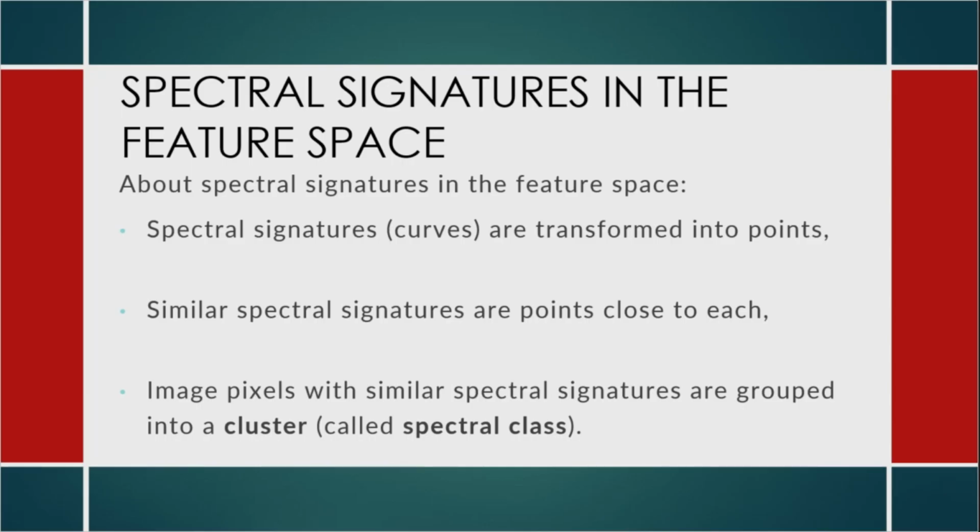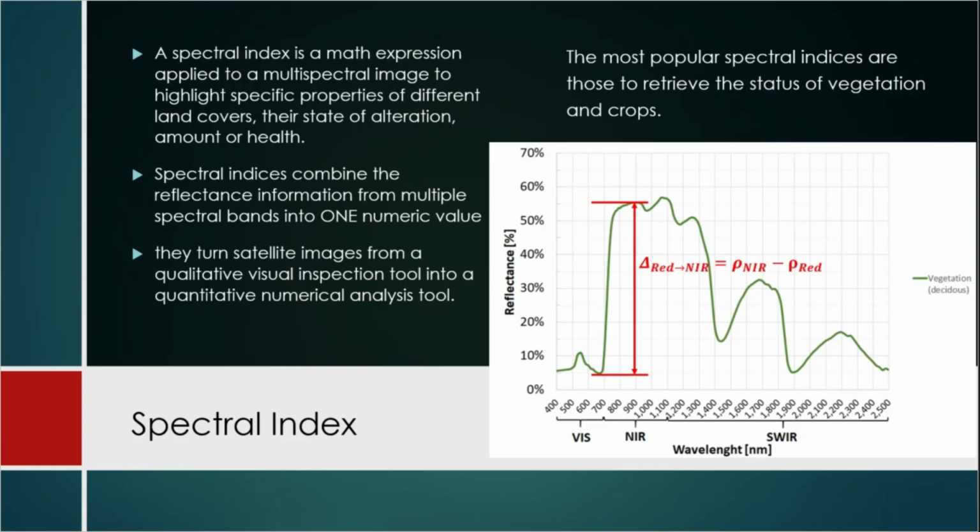Spectral signatures in the feature space. So spectral signatures, curves, are transformed into points, and then similar spectral signatures are points close to each other. And then image pixels with similar spectral signatures are grouped into a cluster called a spectral class. A spectral index is a math expression applied to a multispectral image to highlight specific properties of different land covers, their state of alteration, amount, or health.